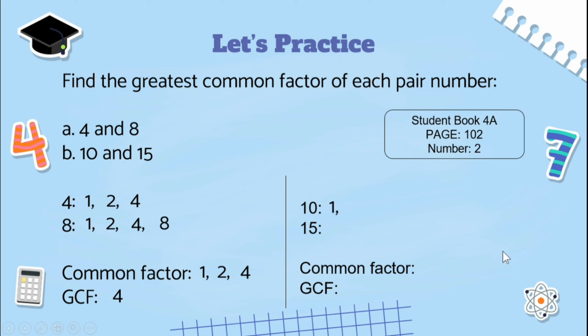And then the factors of 10 will be 1 and 10, 2 and 5. And then factors of 15: 1, 15, 3 and 5. So we have 1, 3, 5 and 15. So the common factors will be 1 and 5. So the GCF, or greatest common factor, is 5.